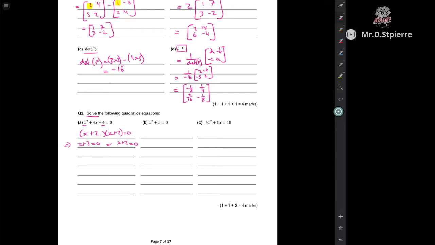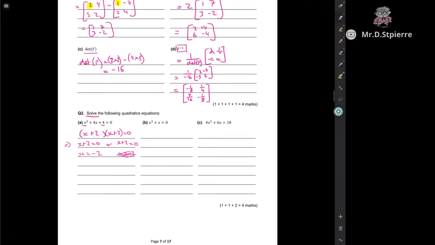You wouldn't have to do both of these because they give the same number, but just so you can see it. So we get x is equal to -2, and we get the same thing, x equals -2. So that second one we can just ignore because it's exactly the same.